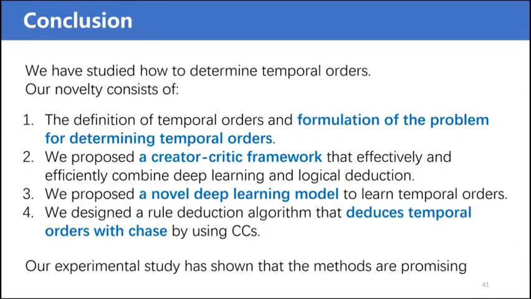So in conclusion, we have studied how to determine time orders. Our contributions consist of, firstly, the definition of time orders and the formulation of the problem for determining time orders. Secondly, we propose a framework that effectively and efficiently combines deep learning and logic deduction. Thirdly, we propose a novel deep learning model to learn time orders. Finally, we designed a rule deduction algorithm that deduces time orders with the chase mechanism by using CCs. And also, our experimental study has shown that the methods are promising.